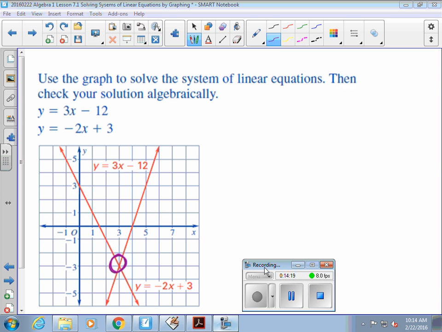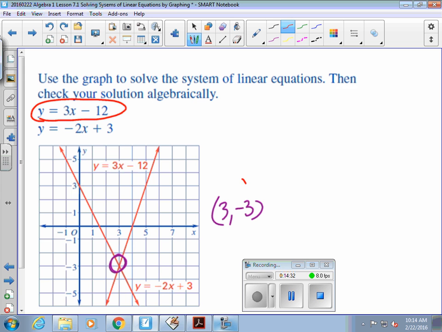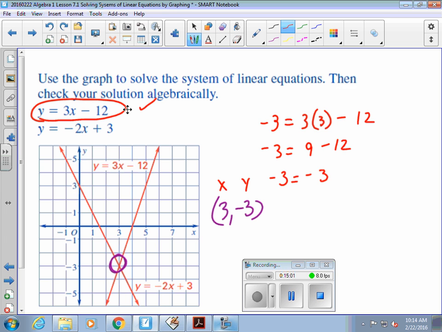So I would name that point 3, -3. That's its x and y value. So the first equation, y equals 3x minus 12: instead of y, -3, equals 3 times, instead of x, 3, minus 12. -3 equals 3 times 3 is 9, minus 12. So -3 equals 9 minus 12. Those are opposite signs, so you subtract them. 12 minus 9 is 3, and you keep the sign of the larger value. Therefore, 3, -3 does work for the first equation. You can put a little check by that one.